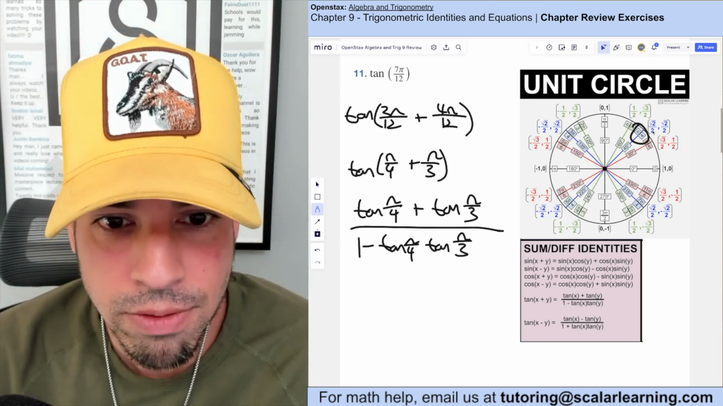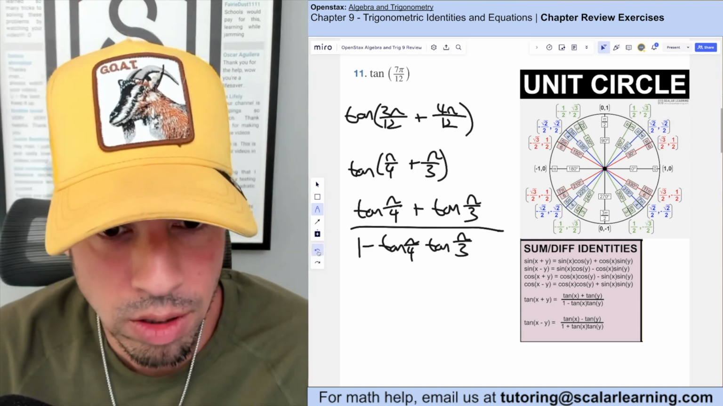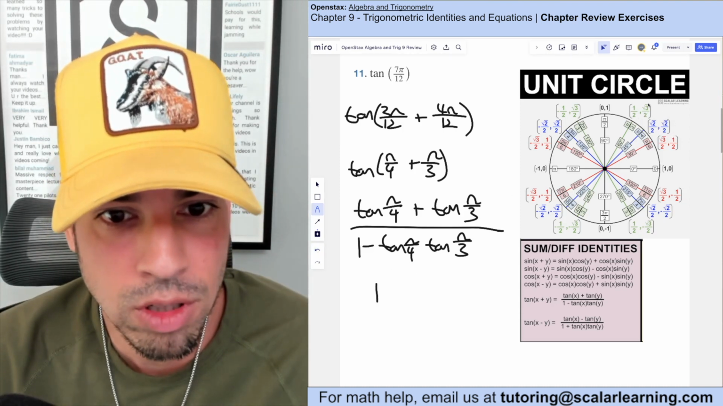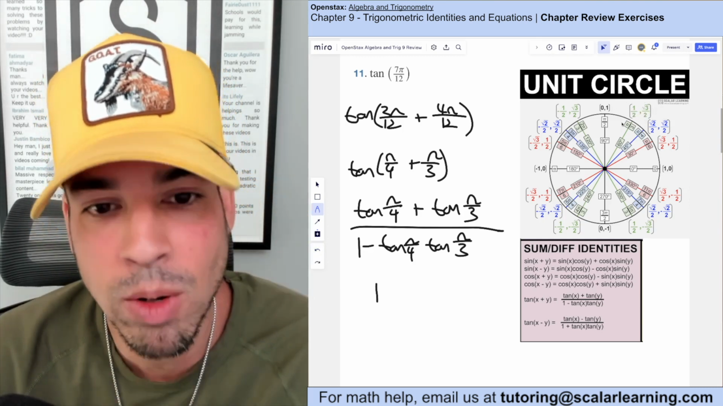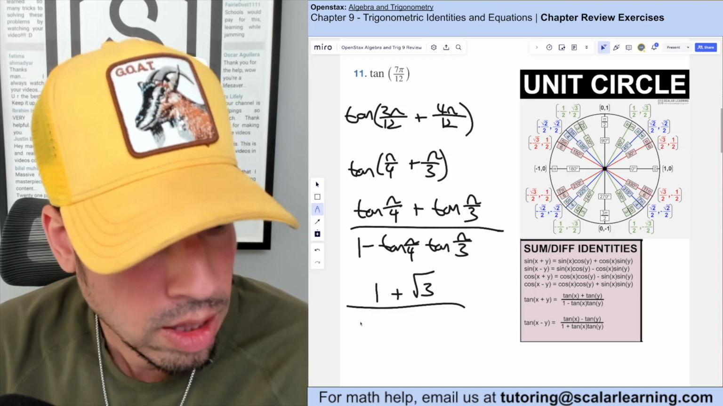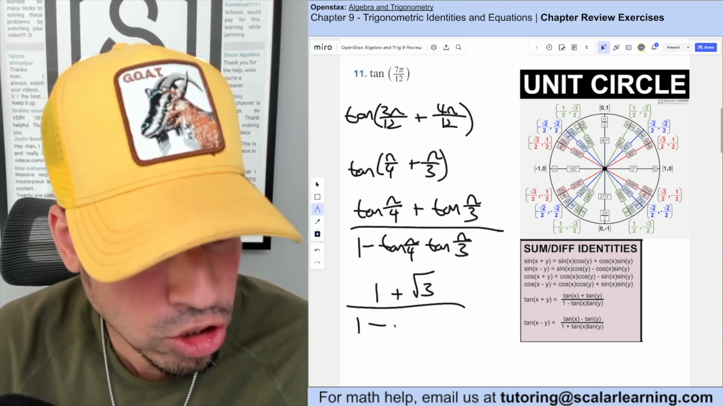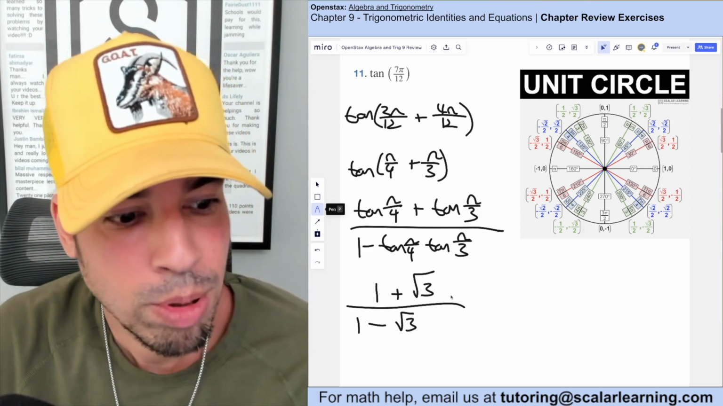So tangent pi 4ths is the y over the x of that coordinate. Well, since they're the same, that's 1. And then tangent of pi 3rds is again y over x. So rad 3 over 2 divided by 1/2 is just rad 3. And then over 1 minus, again, that's 1. So I don't even have to write that. And then tangent of pi 3rds, as we already mentioned, is rad 3. So this is pretty much good to go.